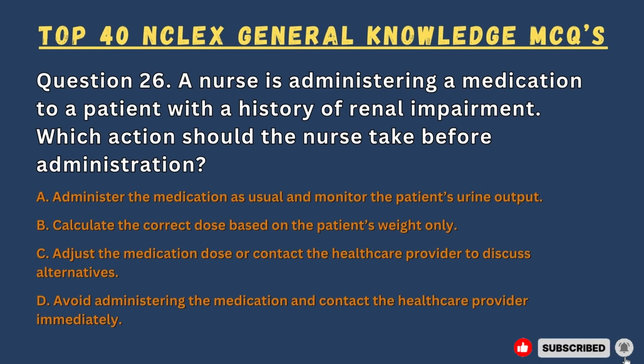Question 26. A nurse is administering a medication to a patient with a history of renal impairment. Which action should the nurse take before administration? A. Administer the medication as usual and monitor the patient's urine output. B. Calculate the correct dose based on the patient's weight only. C. Adjust the medication dose or contact the healthcare provider to discuss alternatives. D. Avoid administering the medication and contact the healthcare provider immediately.